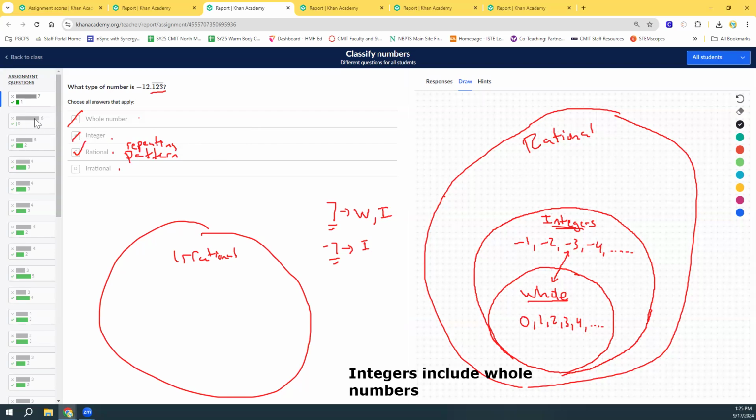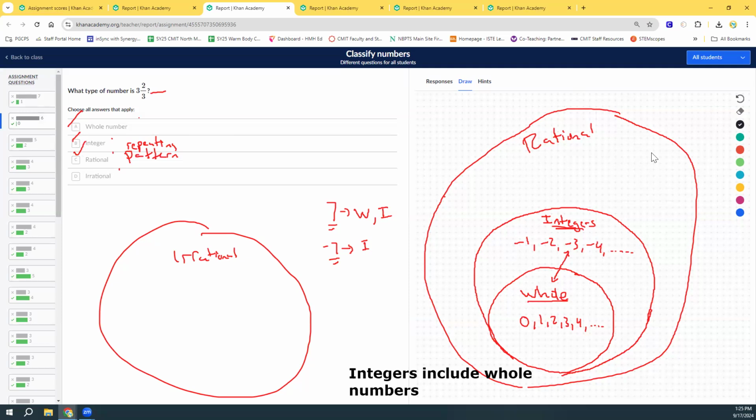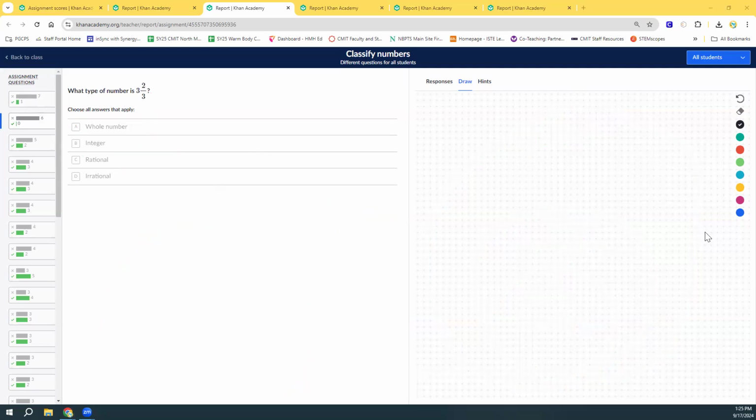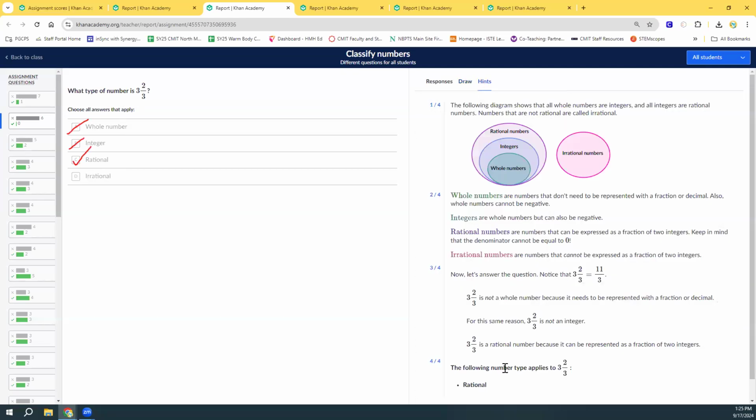Let's try another. This one, 3 2/3. Okay, so 3 2/3. So it has a fraction, so boom, boom. It's not those, but it's definitely not irrational. We talked about it's rational. It's rational. All right, give me another.